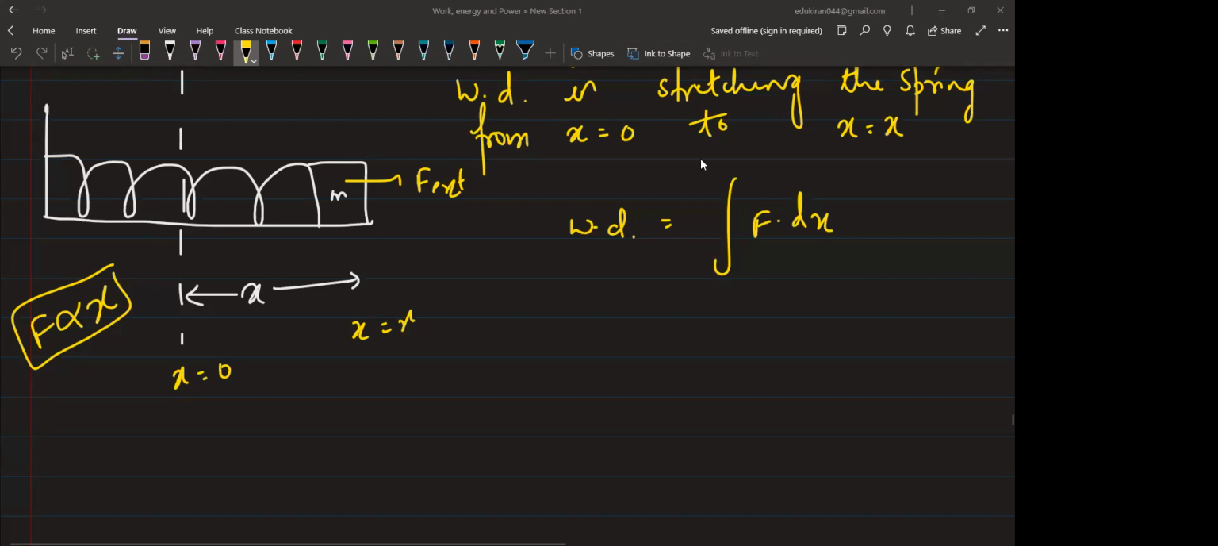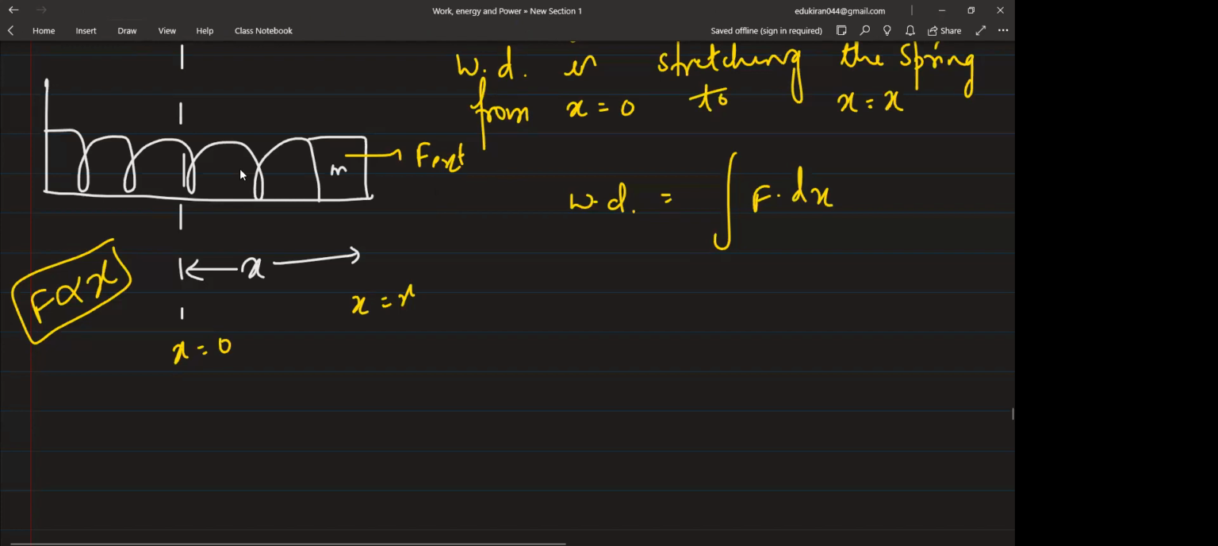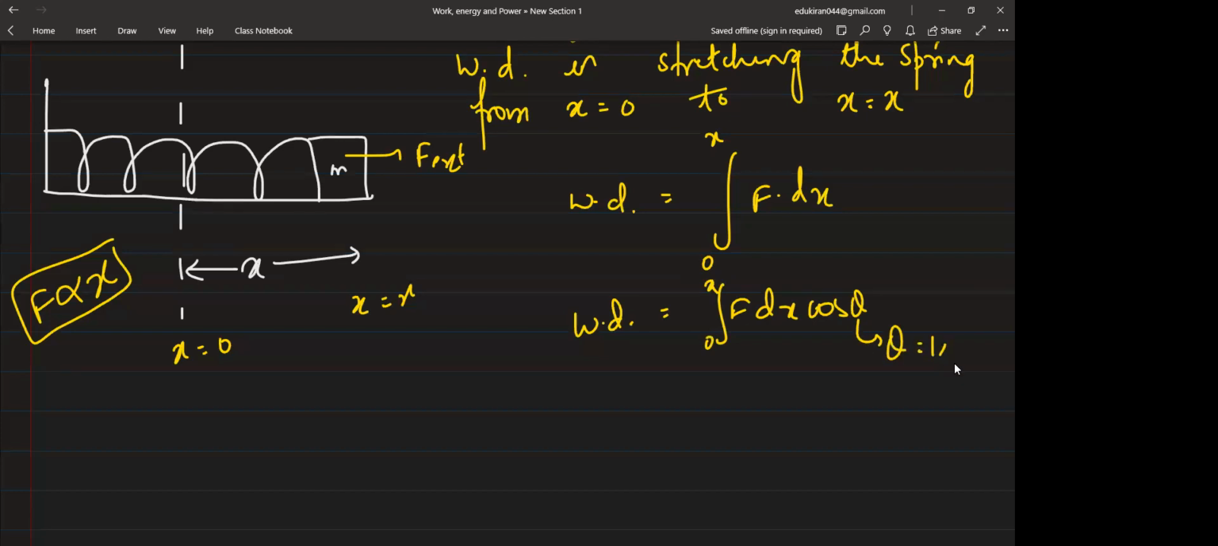Now it's audible. So I was saying from x equal to 0 to x equal to x, the block has been extended and there is this external force. So we write the work done as the integral of F dot dx from 0 to x. We have to integrate it. Now one more thing, work done here will be F dx cos theta, right? This is what we are integrating from 0 to x. Now our theta is 180 degrees, so the integral of minus F dx from 0 to x will be left. This is the first step which you have to remember.